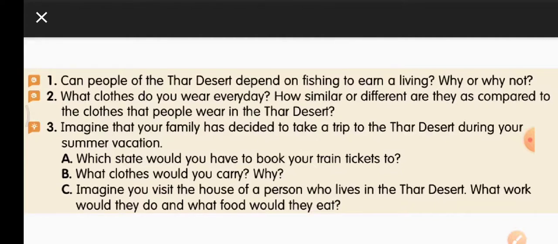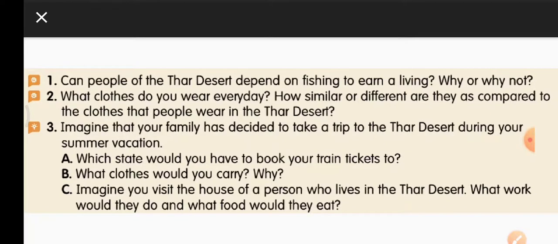Question 2. What clothes do you wear every day? How similar or different are they as compared to the clothes that people wear in the Thar Desert? We wear cotton clothes in summer and woolen clothes in winter, and people in Rajasthan, people in Thar Desert also wear the same. And what is the difference? They wear very loose clothes, they wear a turban, men wear a turban, and women wear gagra cholis, which we do not wear every day.